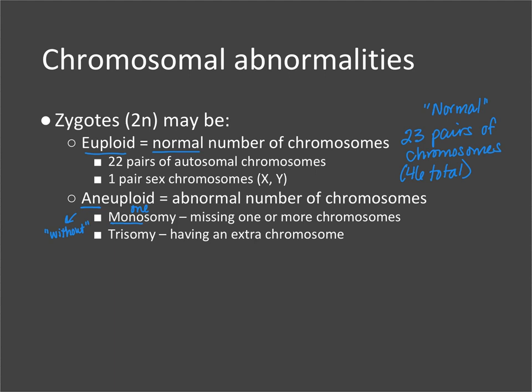So for example, instead of getting two copies of chromosome number one from mom and one from dad, they would only get one copy of chromosome number one. And that's a problem because they need information from both of those chromosomes in order to develop properly. Another possibility is something called trisomy, and tri stands for 3. And in this case, an individual would inherit 3 copies of the same chromosome instead of the normal 2.